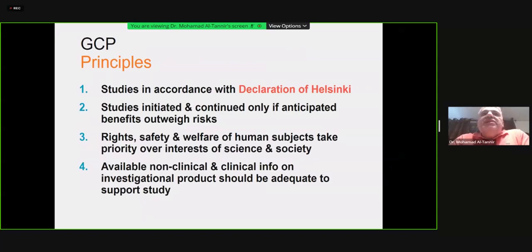So let's talk about good clinical practice principles. First one, all research or clinical trials should be in accordance with Declaration of Helsinki basics. 2, studies should be initiated and continued only if anticipated benefits outweigh risks. 3, rights, safety, and welfare of human subjects take priority over interest of science and society. So the first thing to keep in mind is that no harm should be done to any participants in the trial. 4, available non-clinical and clinical information on the investigational product should be adequate to support the study. That's what we said should be present in the investigator brochure.